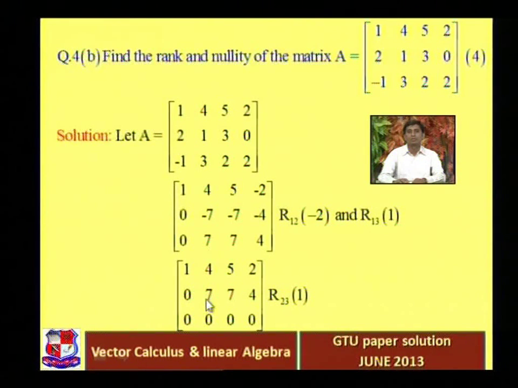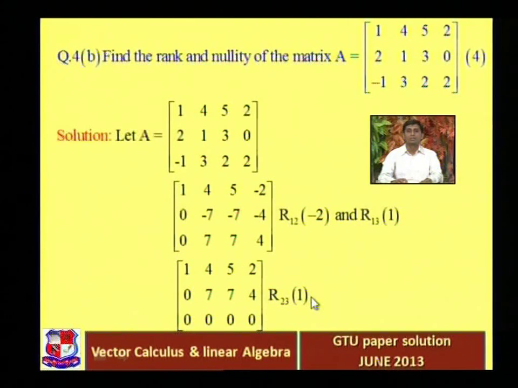Next, in the second row, this is our leading entry, correct? We multiply the second row with 1 and add into the third row, so the third row becomes 0, because in the second and third rows all the elements are the same, the only difference is the sign. So the first row is as it is, 1 4 5 2, the second row becomes 0 7 7 minus 4, and we also multiply the second row with minus 1, so this minus sign will be cancelled out. Here 0 7 7 4, and this is 0 0 0 0.